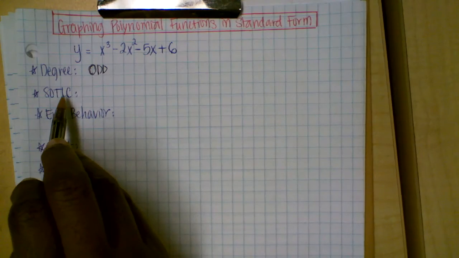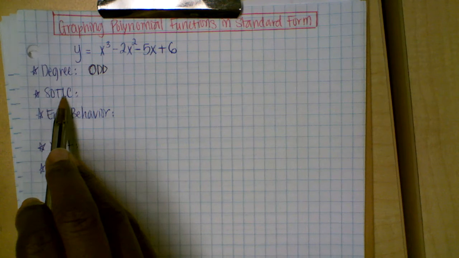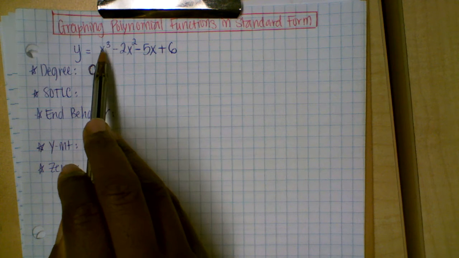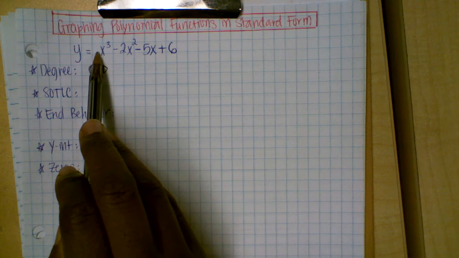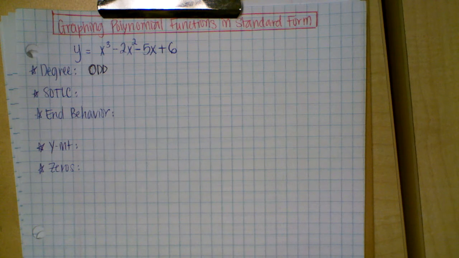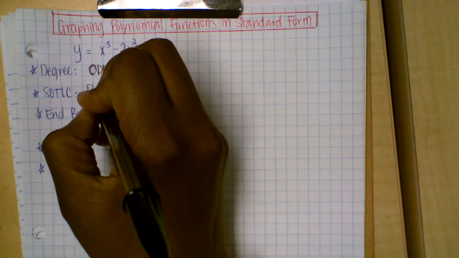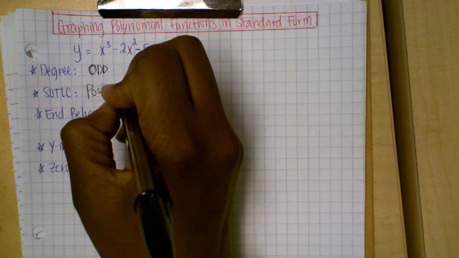And SOTLC stands for sign of the leading coefficient. So here, the leading term is x cubed. The leading coefficient is the number in front of x cubed. So what is the number in front of x cubed if you don't see it? Okay, it cannot be 0, it has to be 1. So it's positive 1. Because you cannot see a negative there, it's positive.